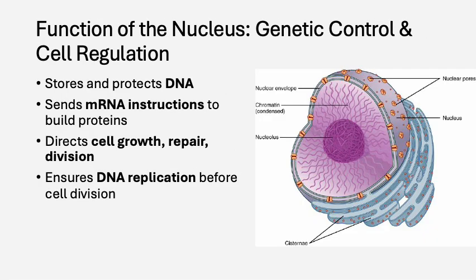The nucleus stores and protects the cell's DNA, ensuring genetic information remains intact. It directs protein synthesis by sending messenger RNA instructions to the cytoplasm. The nucleus also regulates cell growth, repair, and division by controlling gene expression and coordinating DNA replication. These regulatory roles are essential for maintaining normal cell function and preventing errors during cell division.